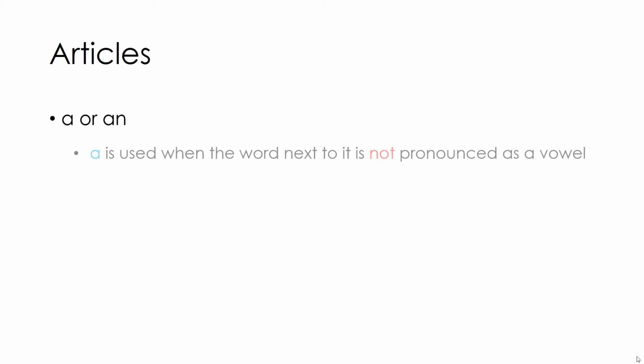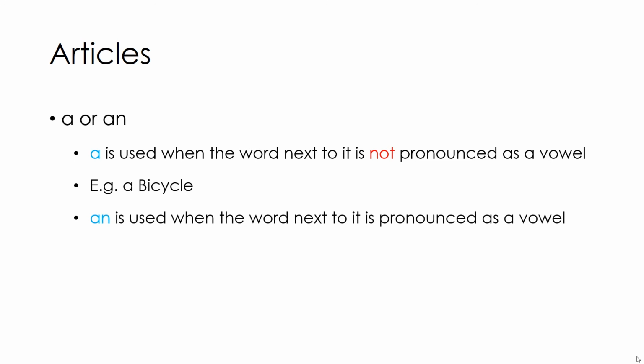Articles, a or an. A is used when the word next to it is not pronounced as a vowel. There are 5 vowels, namely A, E, I, O, U. In the example here, B in the bicycle does not sound like a vowel. Therefore, a bicycle is appropriate. An is used when the word next to it is pronounced as a vowel. Therefore, in the given example, H in HOD sounds like vowel A. People often confuse between pronunciation of the word and spelling of the word.